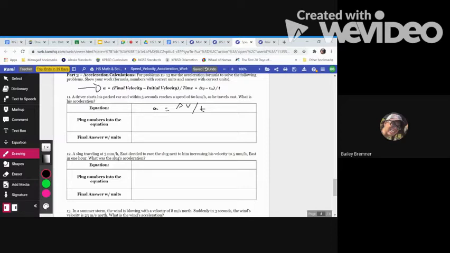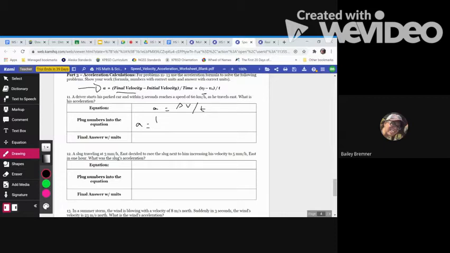So, a driver starts his parked car, and within 5 seconds reaches a speed of 60 kilometers per hour as he travels east. What is his acceleration? So for these ones, it's going to require a little bit more math and problem solving. So if we're looking for acceleration, we want to take the final velocity.